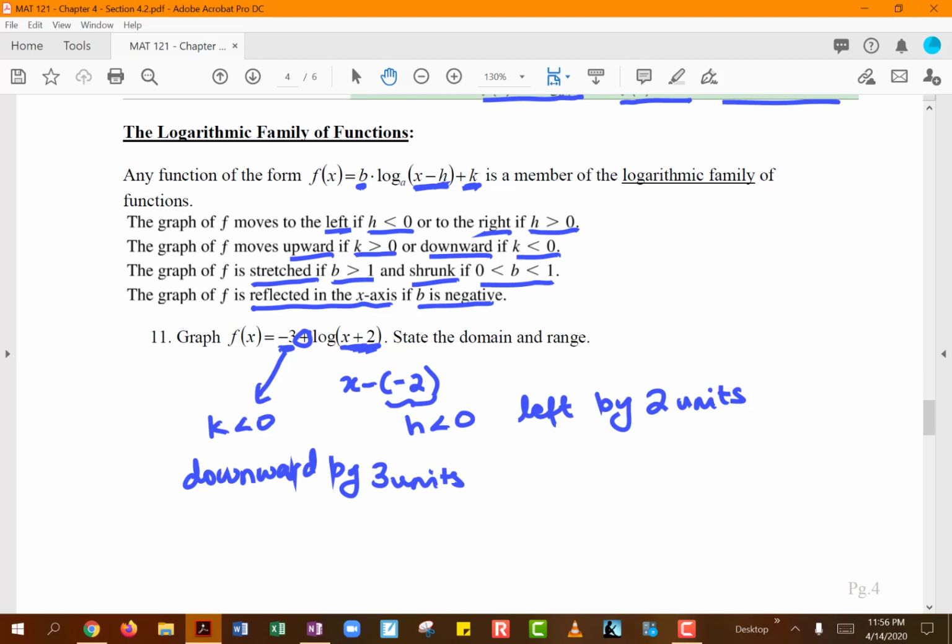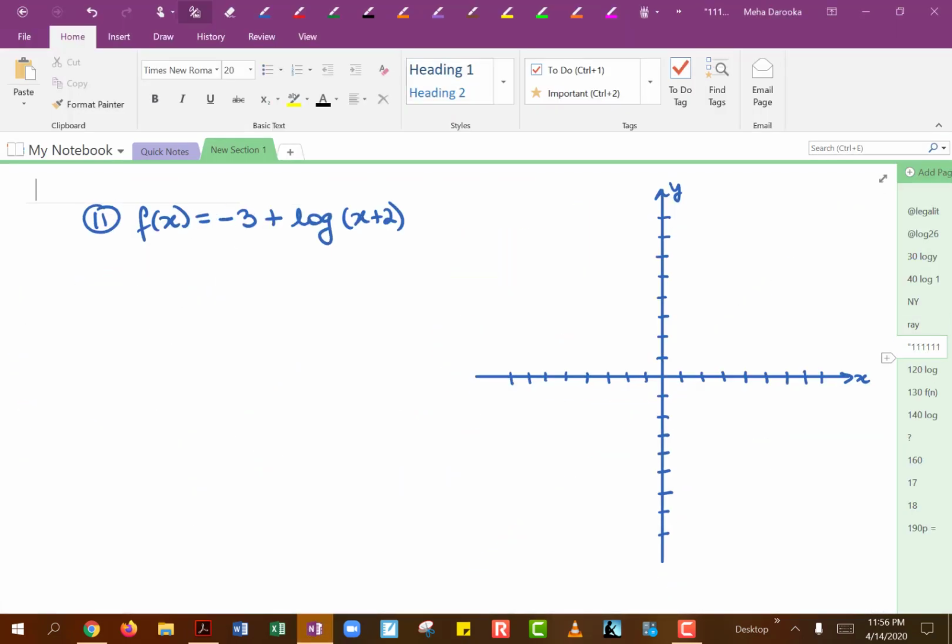So let's go ahead and take a look at number 11 over here and how the transformation will work. What you can actually do is start by creating a table for just the original function, which would be log of x. Now you will notice there is no base mentioned on the log function, right? So when there is no base mentioned on the log function, that actually means you are looking at a base 10 function here.